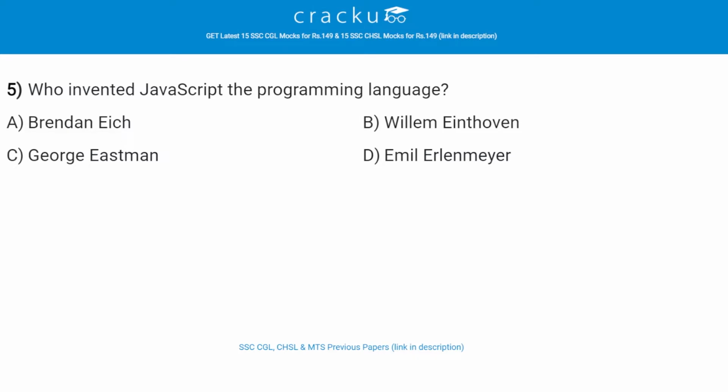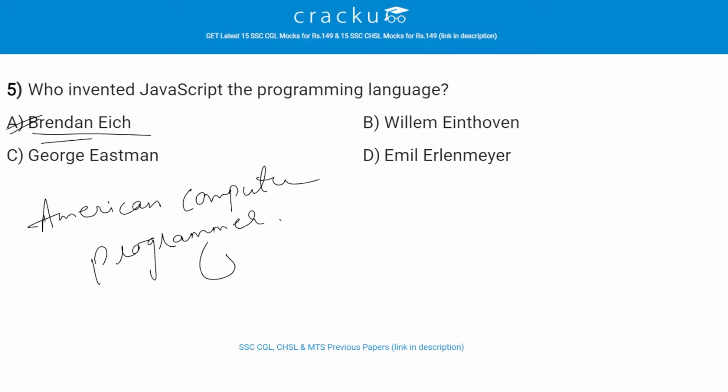Who invented JavaScript, the programming language? The correct answer is A, that is Brendan Eich. So Brendan Eich is an American computer programmer and technology executive, and he created the JavaScript programming language and co-founded the Mozilla project, the Mozilla Foundation and the Mozilla Corporation.